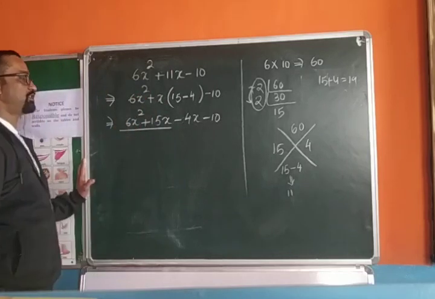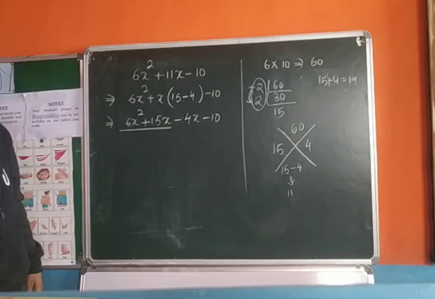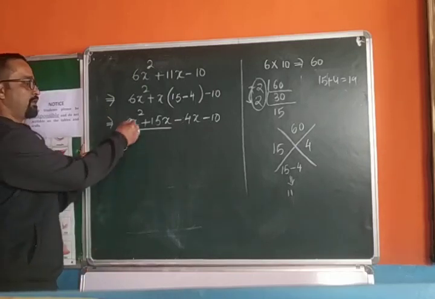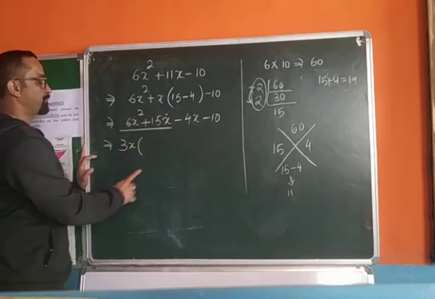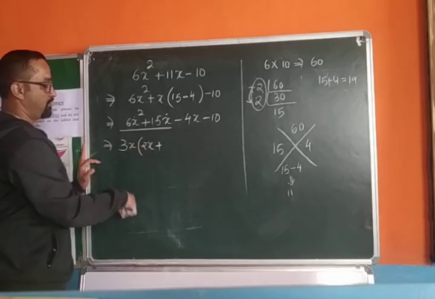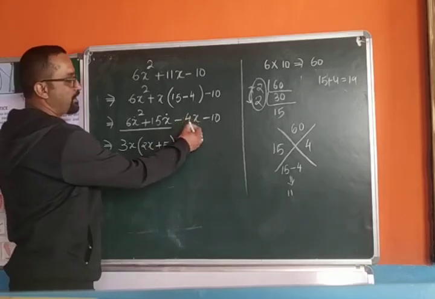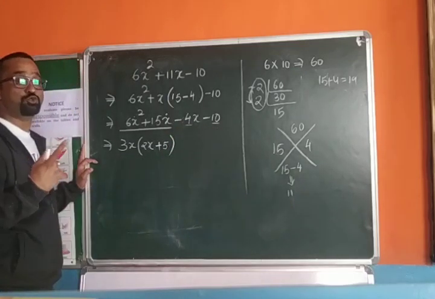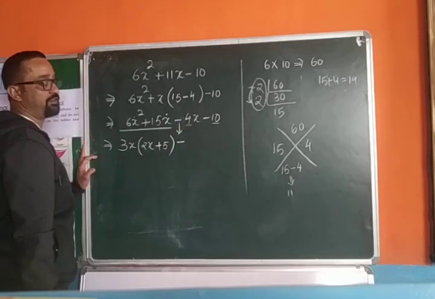Look at these two terms. Both the numbers are divisible by 3. 3 is common. x squared, x is common. 3 how many times 6? 2 times. x plus 3 how many times 15? 5 times. Look at the other two numbers. Both the numbers are divisible by 2. So we put a minus sign. Don't forget to copy the sign.